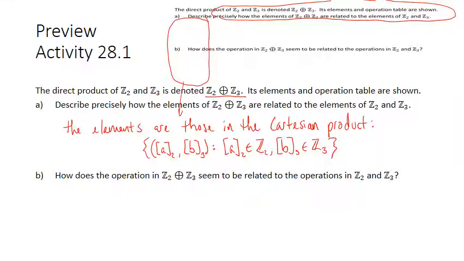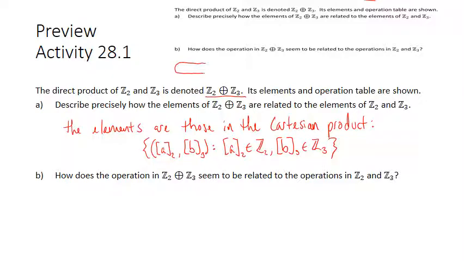And then for part B, how does the operation in the external direct product of Z2 and Z3 seem to be related to the operations in Z2 and Z3? Okay, so let's just look maybe at a couple of examples here. So for example, how do we do the operation between 1 sub 2 and 1 sub 3 and 1 sub 2 and 1 sub 3 again?